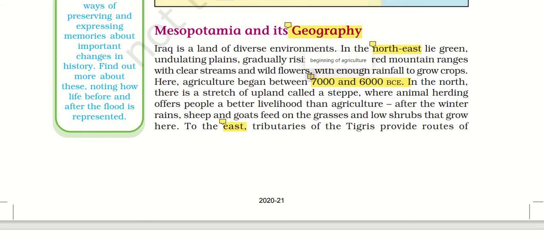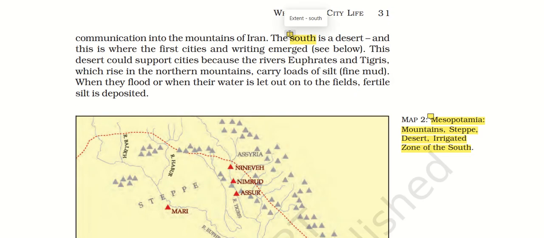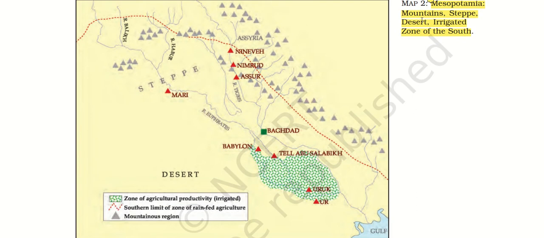When did agriculture begin? In 7000 and 6000 BCE. Again, you have the extent in the east. So you should know what lies in the east, what lies in the northeast, in the south. So this map would show you the extent of Mesopotamia with the mountains, the steppes, the desert, and the irrigated zone.